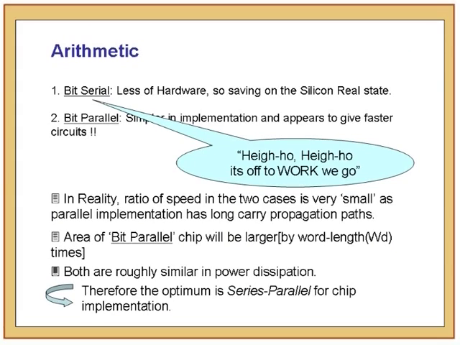However, there is again a catch. In reality, the ratio of speed in the two cases is not very different. Everyone is telling the whole world that parallel processors are faster. And here is an objection from my side, at least on the MOS side.